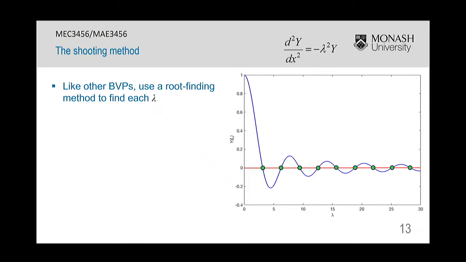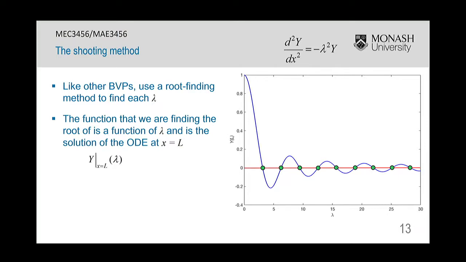Like other boundary value problems, we need to use a root finding method to find each of our lambdas. The function we're finding the root of is a function of lambda and is the solution of the ODE at x is equal to L. Bisection or secant are the most useful techniques here, especially seeing as we're trying to find multiple examples.